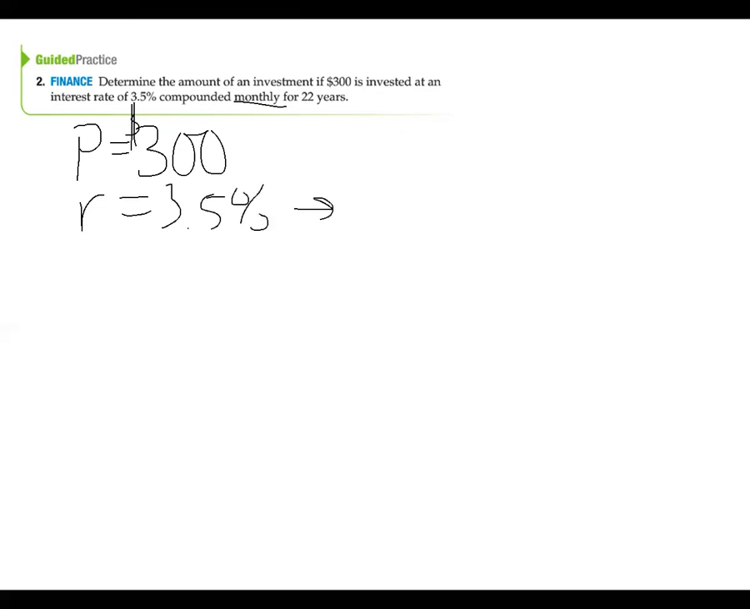So here's one for you to try. Go ahead and pause the video. Okay, we're back. Determine the amount of an investment if $300 is invested at an interest rate of 3.5% monthly for 22 years. So the P is $300, that's the principal or the initial amount. The rate is 3.5% or 0.035. The number of times it's compounded is 12 because it's monthly, and the t is 22.